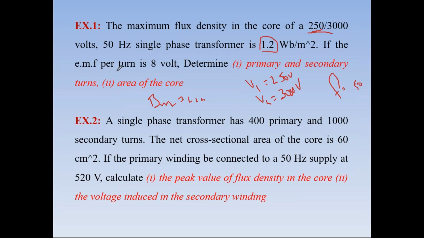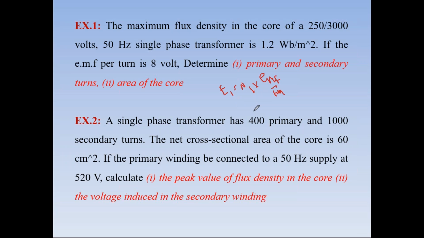Okay. Now if the EMF per turn is 8 volts, determine the primary and secondary number of turns and the area of the core. So these are the readings, and remember one thing: the primary voltage is always equal to the primary induced EMF. This is the condition you have to remember. Now, based on these given parameters, we have to find the primary and secondary number of turns. First of all, E1 equals N1 into EMF per turn. So here we need to find the number of turns.